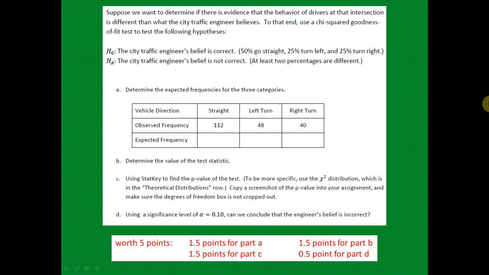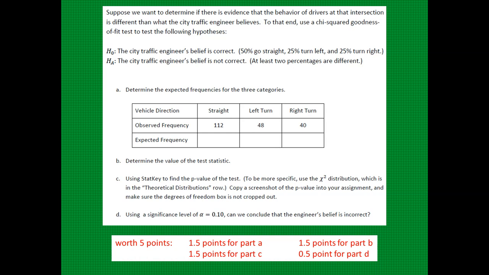So you actually could get away with 2 arguments here if you really wanted to. Problem number 4 on Lab 4 is a chi-squared goodness of fit test. And the hypotheses are already set up. If you look at the null, there is that model there of 50% going straight, 25% turning left, and 25% turning right. That's what the city traffic engineer thinks. And we want to see if there's evidence that the city traffic engineer's belief is wrong.